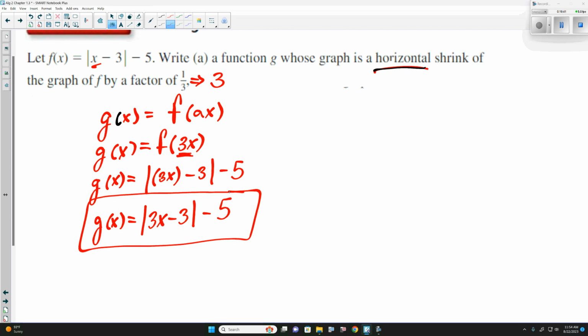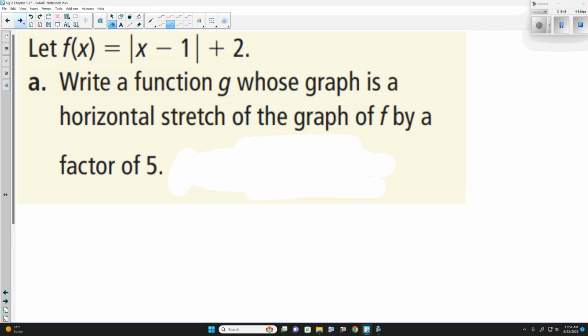Questions on this here? Are you ready for the next one? Write a function g, so g of x, whose graph is a horizontal stretch of the graph of f by a factor of 5. So you'll need to change the notes again for this one. Since it's horizontal, we have to change this from 5 to what?